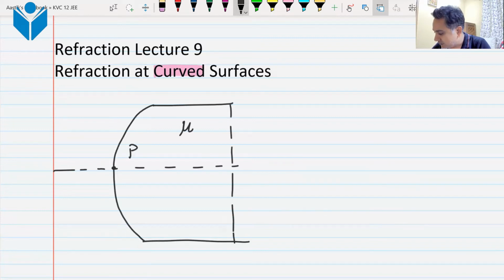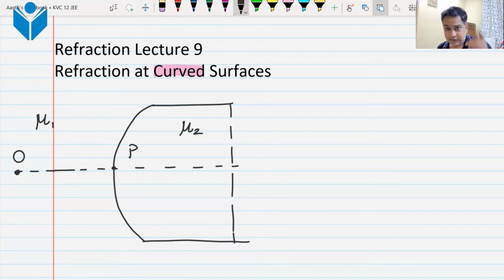This has a medium of refractive index mu2, and this is a medium of refractive index mu1. Do we see this? Mu2 is the refracted medium and mu1 is the medium where you have an object placed. So this is your object.